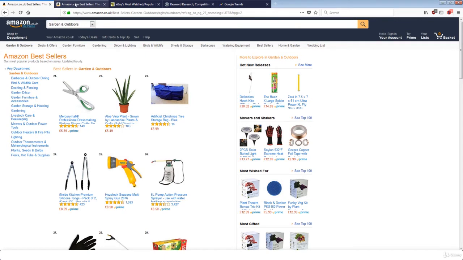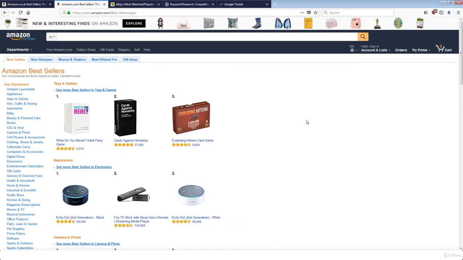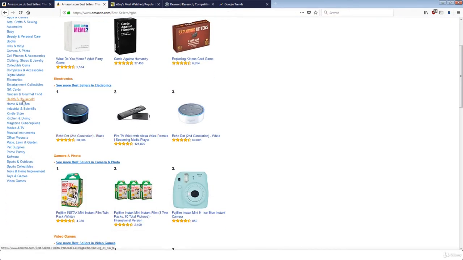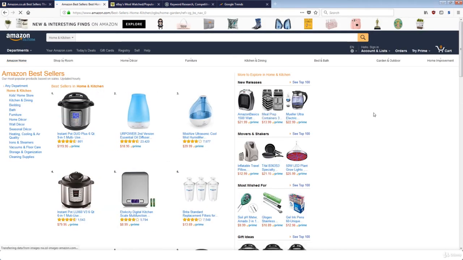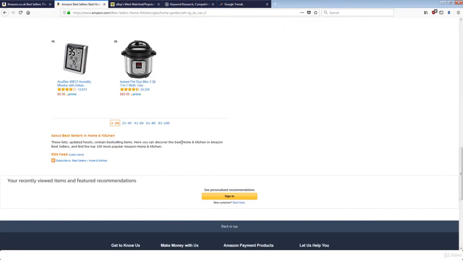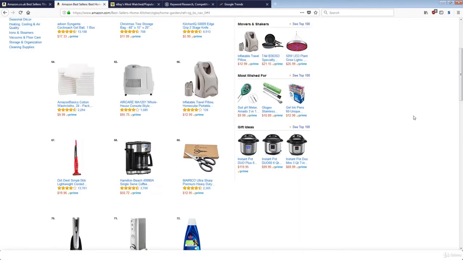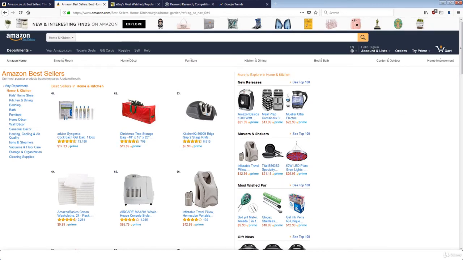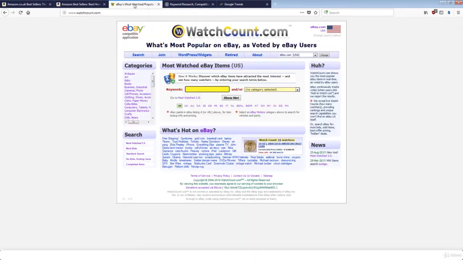And here's the very same over on Amazon.com. So once again, we can just choose a particular category, any category you want, and we can see the top 100 bestsellers in these categories. Okay, so that's Amazon. Now another place we can look is eBay.